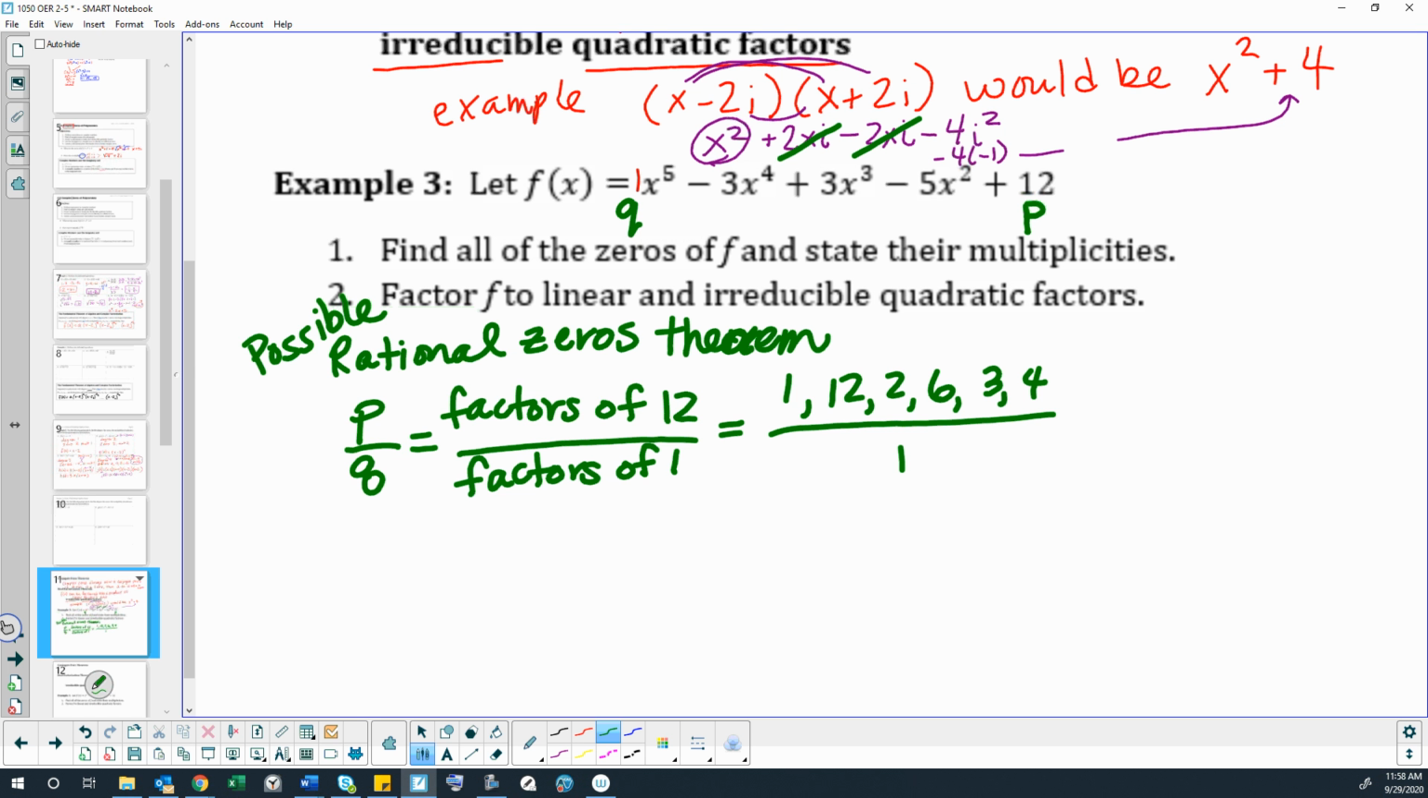Okay, so we don't even really need that one. So our possible rational zeros, or potential rational zeros, are 1, 2, 3, 4, 6, and 12.